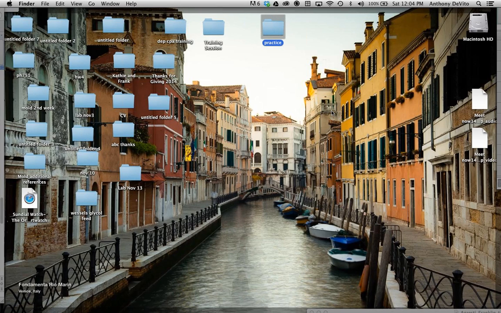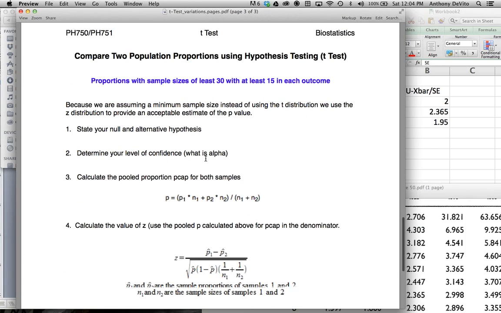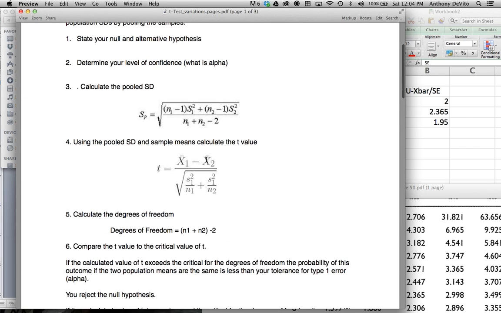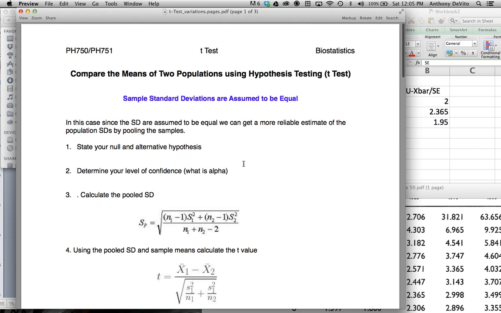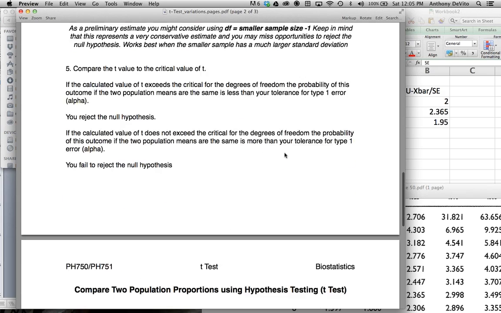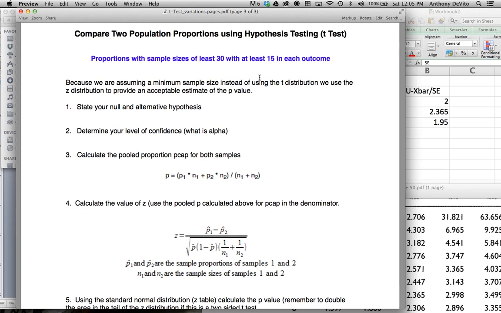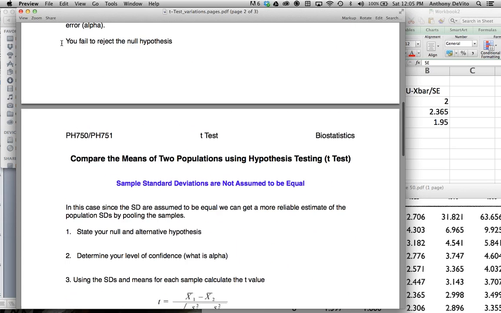So I'm going to try and get to this sheet that we had made up before. You'll notice that on this sheet, when we were working, we came up with a few different scenarios when we're comparing two populations and doing hypothesis testing. One is that the standard deviations are assumed to be equal, which is what we're doing in this case. Another is where they're assumed not to be equal. And a third is where we're dealing with proportions, which is kind of a whole new ballgame when we're comparing two proportions. I'm going to take a quick look at it.